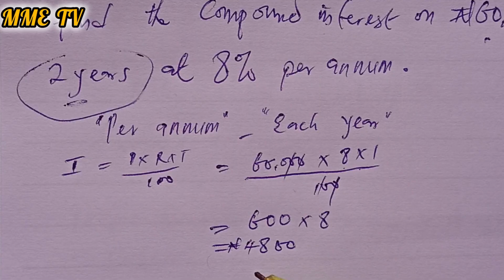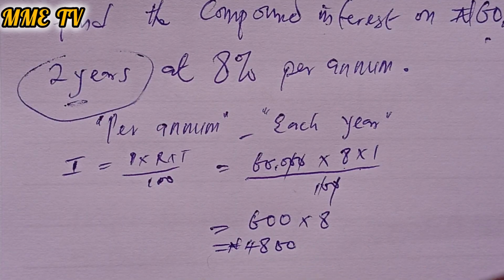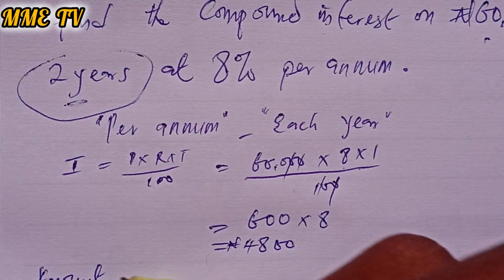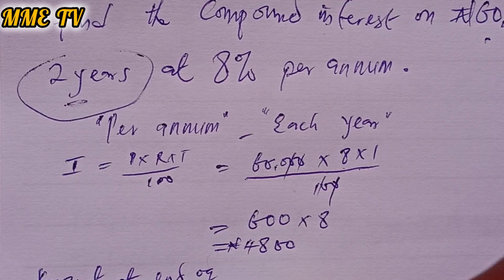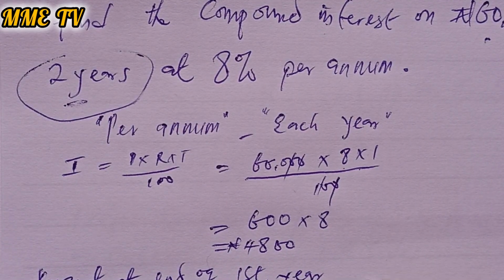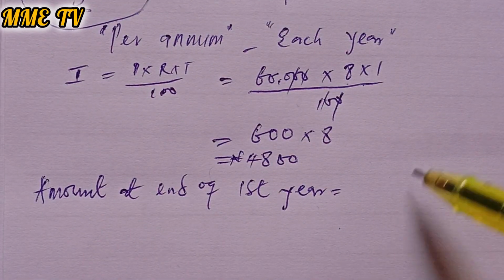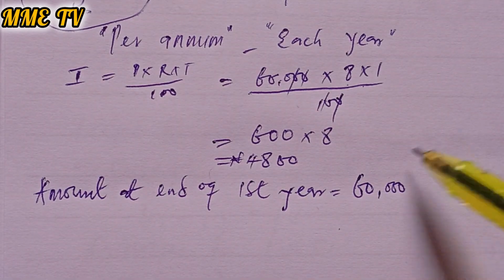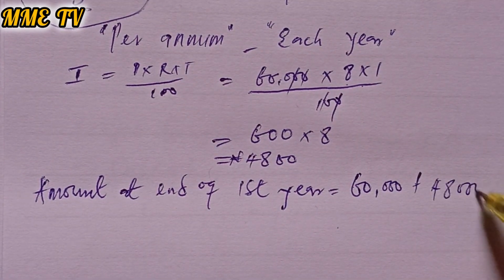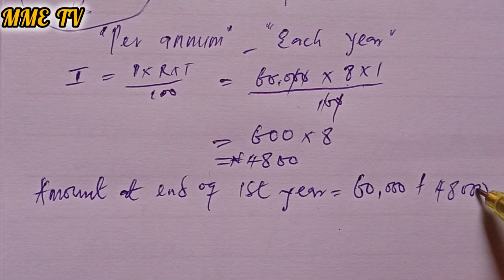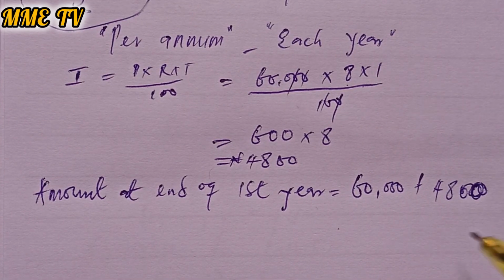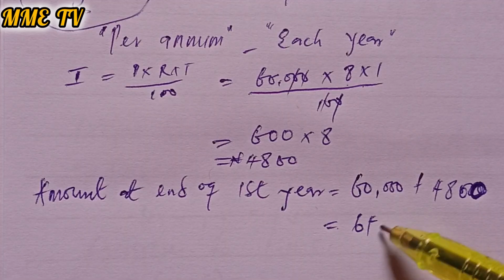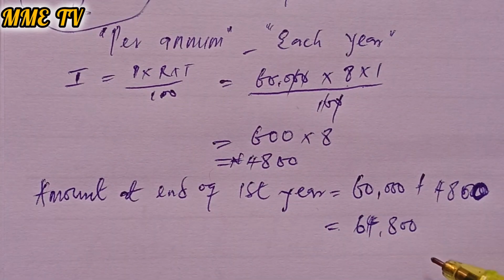Now, if it is 4,800, what this means is that I can quickly say that because I have generated this for the first year, the amount at the end of my first year will be equal to 60,000, which is what I'm given above, remember, plus 4,800, which is going to give us 64,800. I hope this is clear.